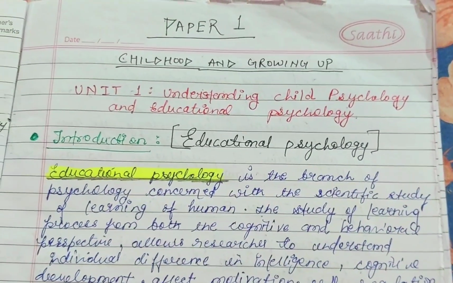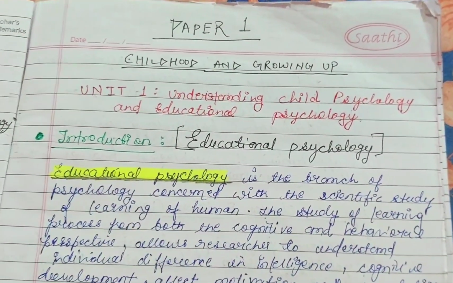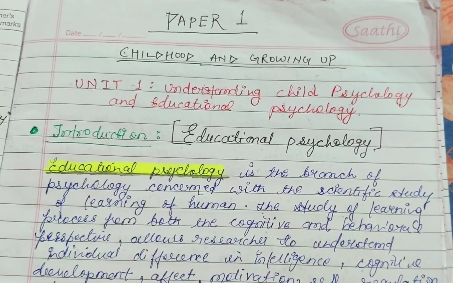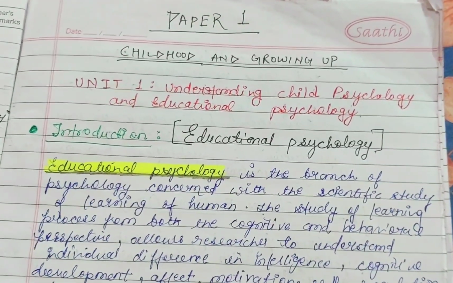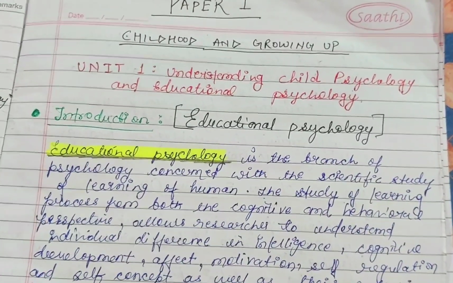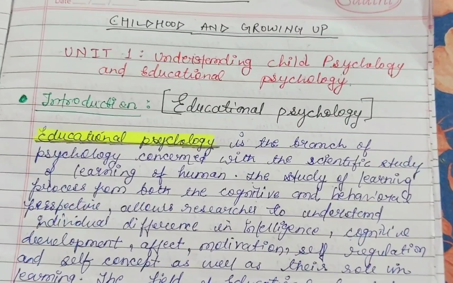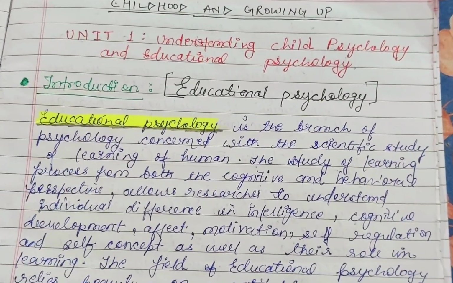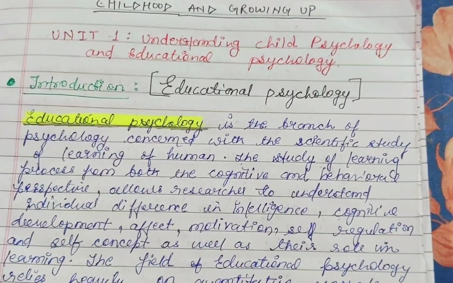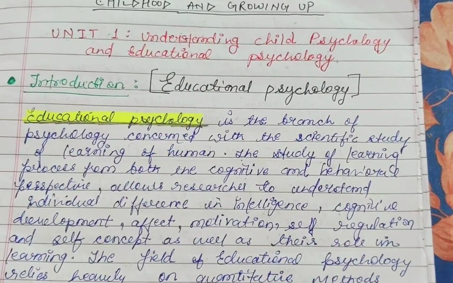Today we will discuss Paper 1, Childhood and Growing Up. So in Unit 1 we will discuss understanding child psychology and educational psychology. We'll discuss the introduction of educational psychology first, and then child psychology. Educational psychology is a branch of psychology concerned with the scientific study of human learning.